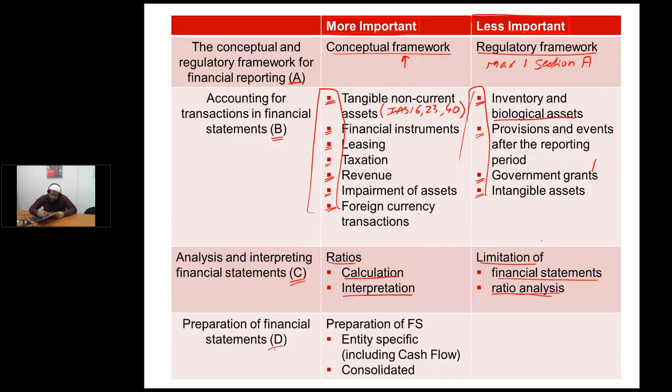And then in part D, we have the preparation of the financial statements, which would include entity-specific financial statements, which means individual financial statements, which we also call the final accounts. This also includes the cash flow statements. And then we have a different part of consolidated financial statements. So this is a breakup of the entire F7 course that a student should be prepared for before going into the exam.